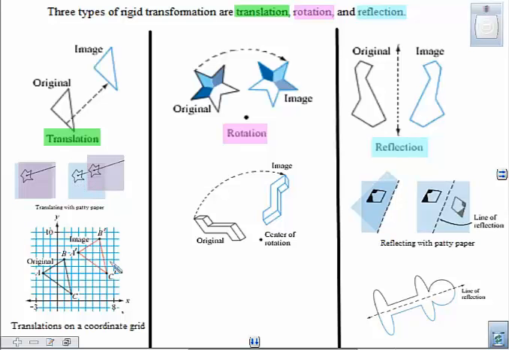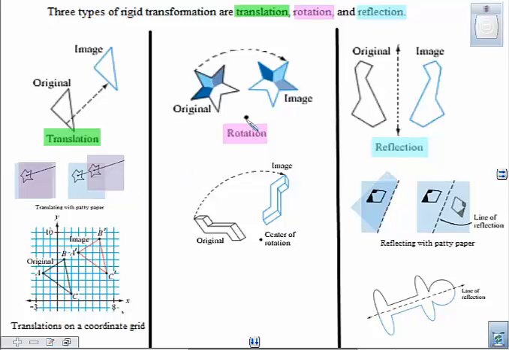Okay, you can also do this on the coordinate grid. Notice we have triangle ABC, and then we have triangle A prime, B prime, C prime. Okay, those points were all just shifted over, but they were shifted over the same distance and direction, okay, so that it kept its shape and size, so that's still an isometry.